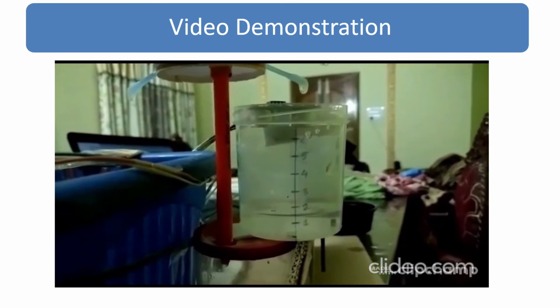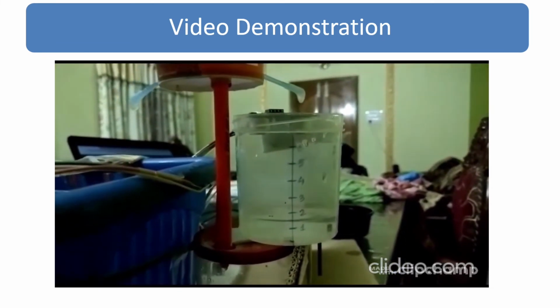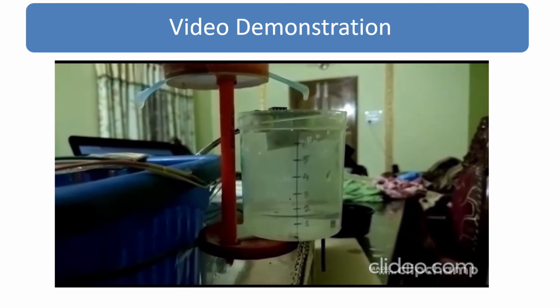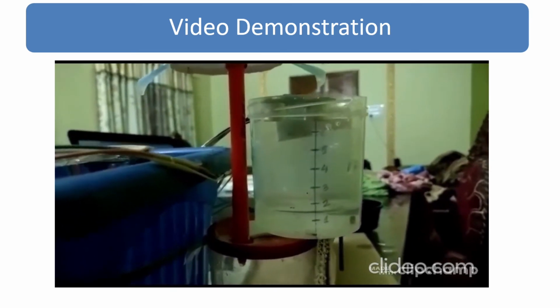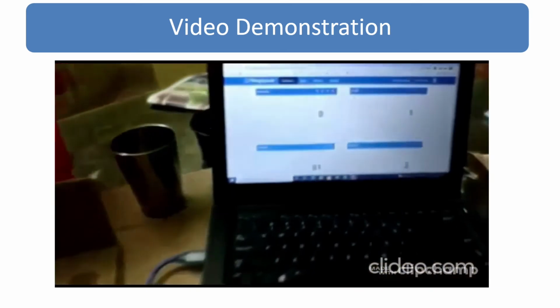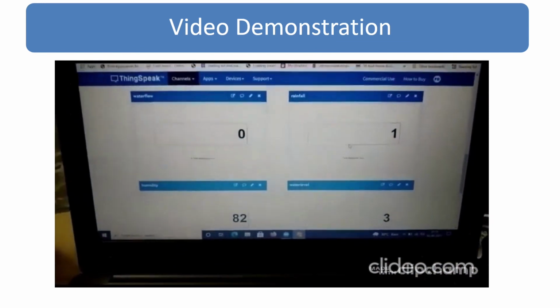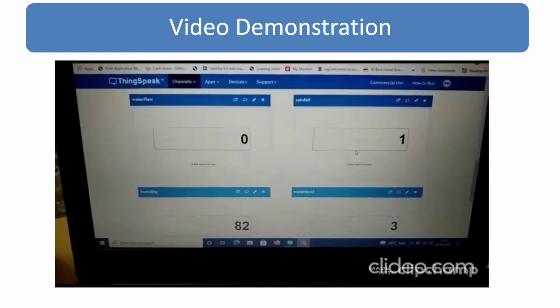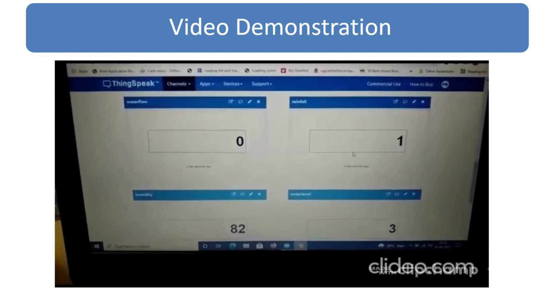Currently the rain gauge is showing a value of more than 1 centimeter. Now let's check it on ThingSpeak. And now in the ThingSpeak screen, rainfall is showing 1 centimeter.